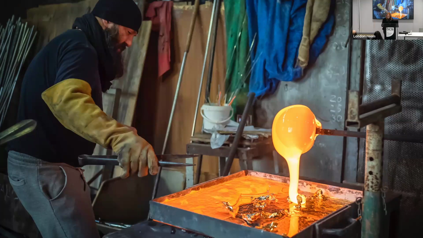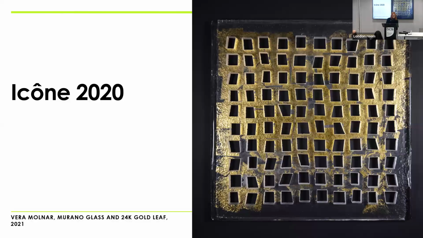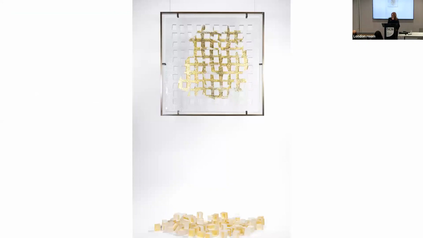Now, working with glass is extremely complicated because it's unpredictable, temperamental, and fragile. So during the entire production phase, there was a constant dialogue between Vera, the glassmakers, and myself to solve all the technical challenges. We completed the work in 2021, and this is a picture of the final work, which is about 60 centimeters by 60. And this is the overall picture. So Icon 2020 is split into 2 parts.